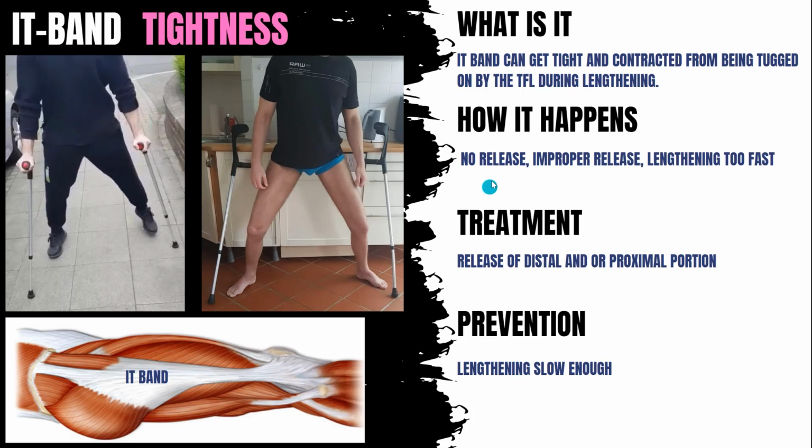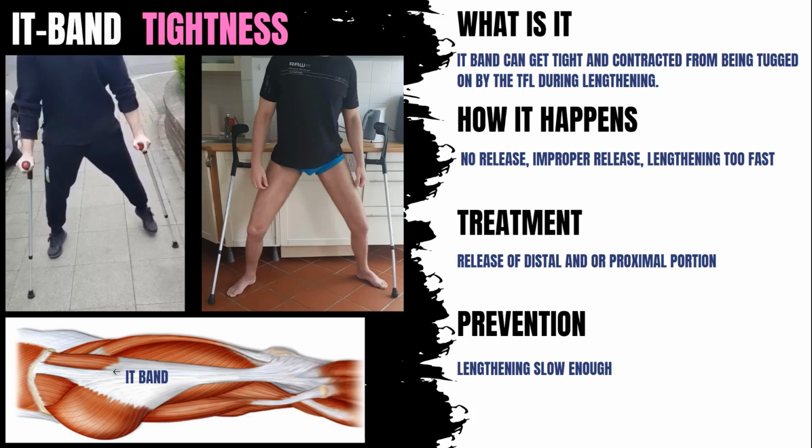And if no release is done, or if an improper release that isn't good surgical technique is done, or if the patient's lengthening too fast for the muscle to compensate, then you can get this abduction, and it can really look weird, but it can also affect other soft tissues and alignment. So the treatment is a prophylactic release of the distal portion of the IT band, and possibly the proximal portion if you're really muscular and don't have great flexibility up there. The best way to prevent this is to lengthen slow enough so that you can catch it and handle it.